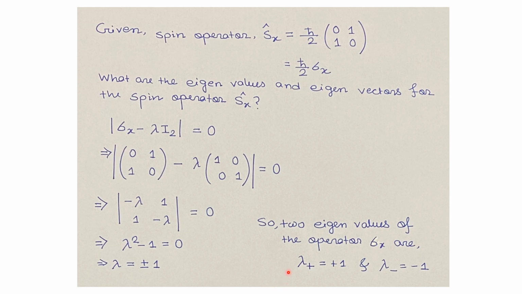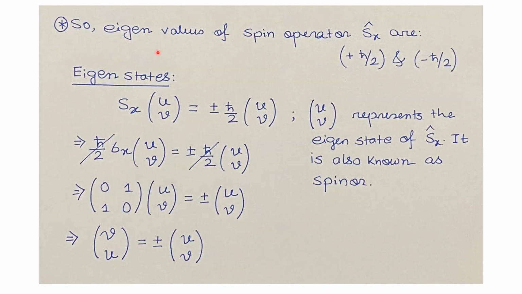So we'll denote lambda plus equals plus 1 and lambda minus equals minus 1. These are the two eigenvalues for sigma x. So the eigenvalues for this operator Sx cap will be ħ/2 times lambda plus and ħ/2 times lambda minus. So the eigenvalues of this spin operator Sx cap are plus minus ħ/2. Now we'll find the eigenstates for this spin operator Sx cap.